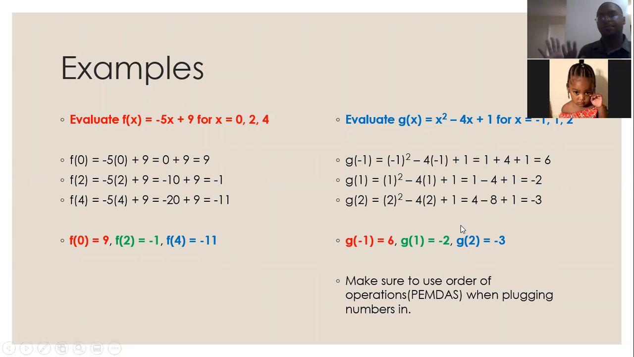All right. Again, this is review from plugging stuff in before. Basically, if I want to evaluate g of x equals x squared minus 4x plus 1 for x = -1, 1, and 2, I'm going to go in where I see an x and put -1. Now, I want you to notice that I put it in parentheses. If you don't put it in parentheses, you're not going to get the right answer.